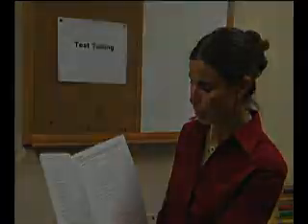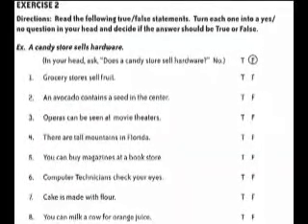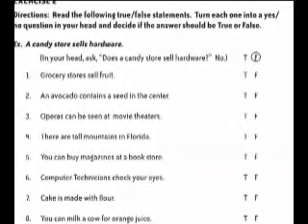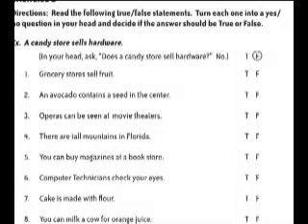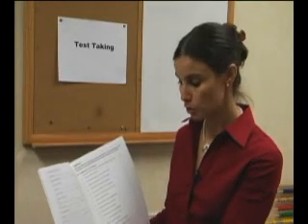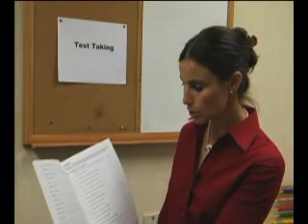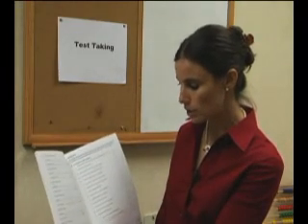In this case, number 1, grocery stores sell fruit. In our heads, we think, do grocery stores sell fruit? Since the answer is yes, we circle true. Number 2, an avocado contains a seed in the center. Does an avocado contain a seed in the center? Since the answer is yes, we circle true.